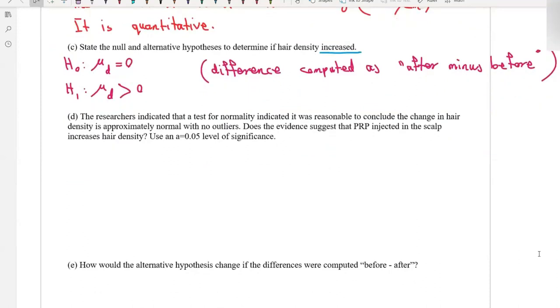In part D, researchers indicated that the test for normality indicated it was reasonable to conclude the change in hair density is approximately normal. In this part we have normal, and we do not have outliers, so we do have that requirement. Does the evidence suggest that PRP injected increases hair density?